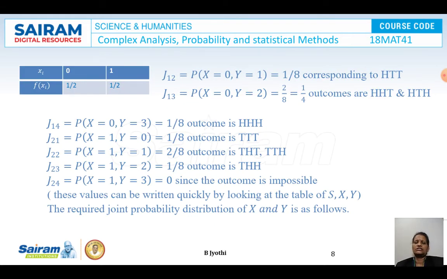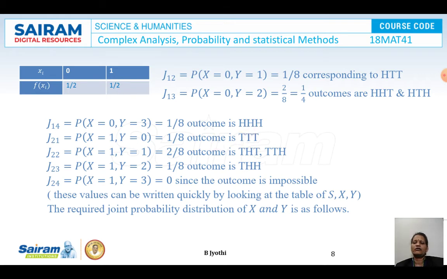Next, J12, that means when x is 0 and y is 1, we have only one combination, that is 1 upon 8, which corresponds to HTT. And J13 is P of x is equal to 0 and y is equal to 2. We have two combinations of that type, that is 2 by 8, and outcomes are HHT and HTH. And similarly for J14, that is when x is 0 and y is 3, 1 upon 8, that is only one combination, that is nothing but HHH.